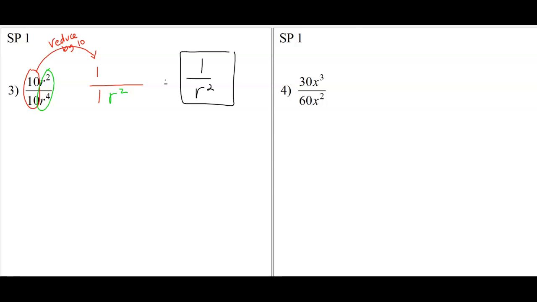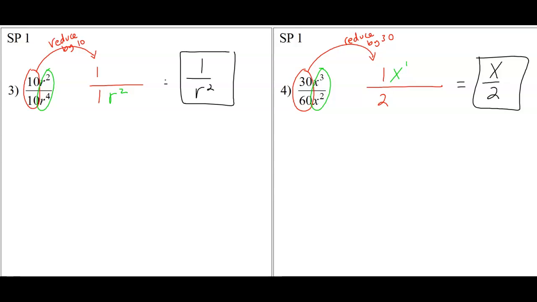Let's take a look at the next one. So for the coefficients 30 and 60, we can reduce by 30. 30 goes into itself once, and 30 goes into 60 twice, so we end up with 1 over 2. For the variables, x cubed over x squared, we subtract the powers. 3 minus 2 is 1, so we have x to the first power. And it goes on the top because the bigger power was on the top. And we don't need the coefficient of 1, and we don't need the power of 1. You don't need to write those when they are 1s. So we can just write x over 2 as our final answer there.